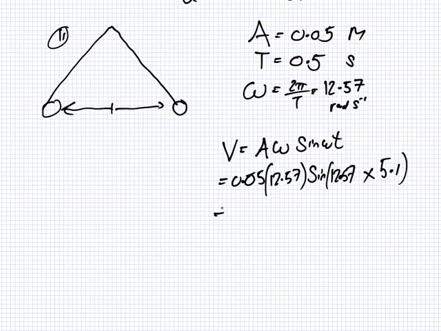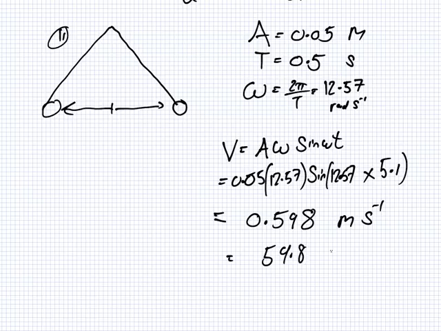0.05 times omega times sine omega t. Don't forget to be in radian mode. Meters per second. So that's 59.8 centimeters per second. Now I do wonder if I typed that in wrong. It seems a bit big. Let me try again. Sorry.